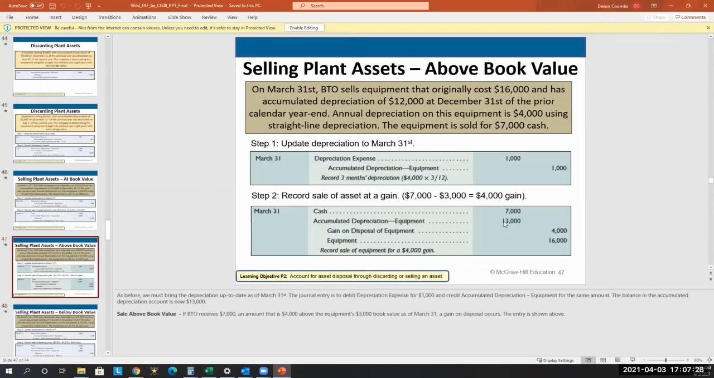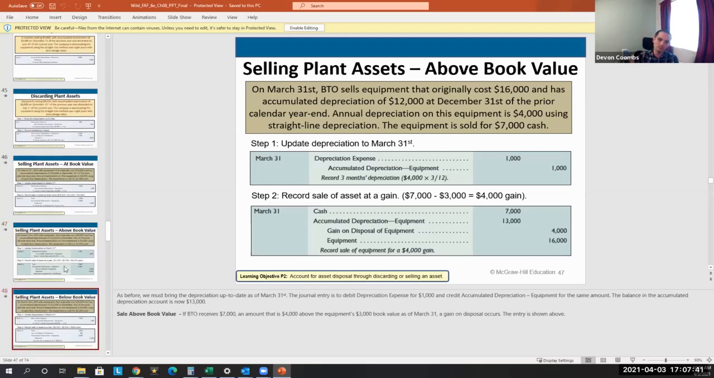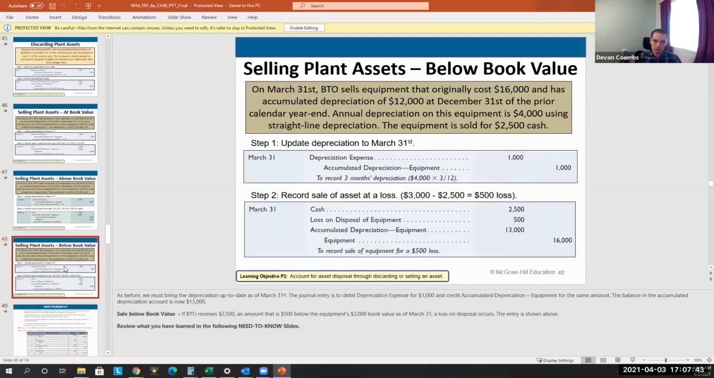Right, this equipment is worth $7,000 on this day, even though our accounting is showing $3,000. That's why we have a gain or loss. Accounting is just trying to approximate the impact using accrual-based accounting, using the matching principle. Same thing with below book value, right? Below book value, if we sell it for less cash than it's worth, then we'll take a loss.